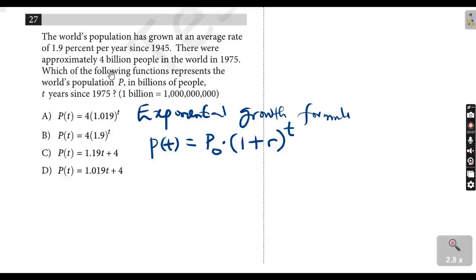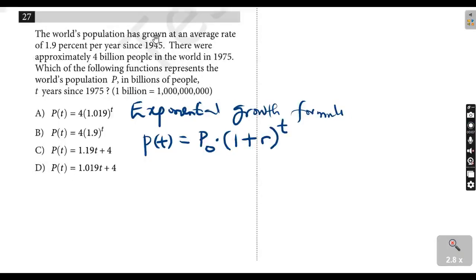Alright, so let's continue on our SAT past question solving. So this question: the world's population has grown at an average rate of 1.9% per year since 1945. There were approximately 4 billion people in the world in 1975. Which of the following functions represent the world's population P in billions of people T years since 1975?